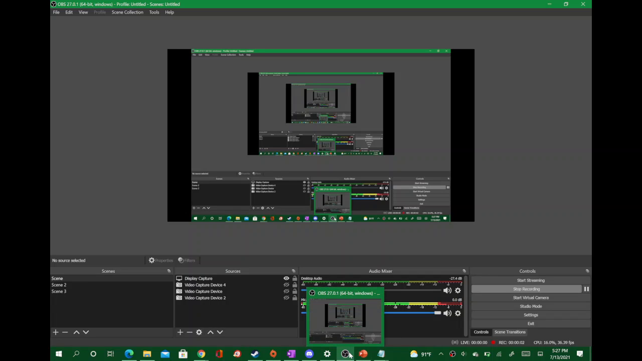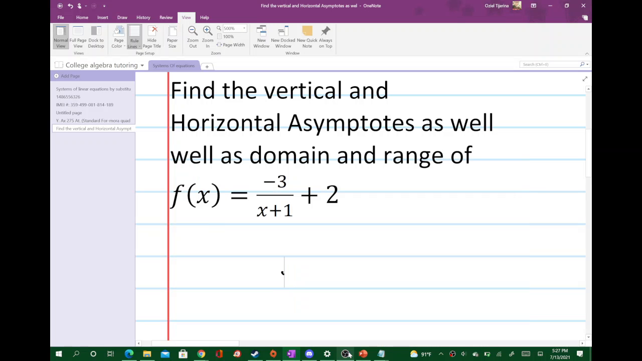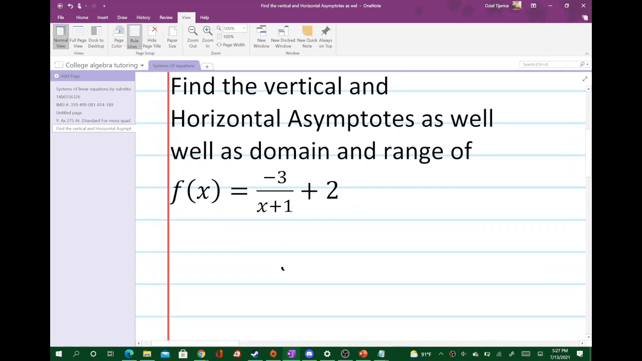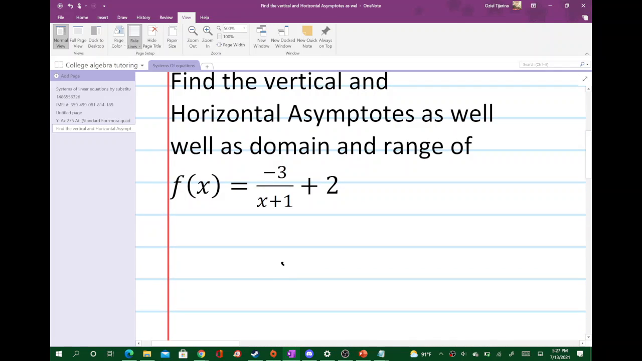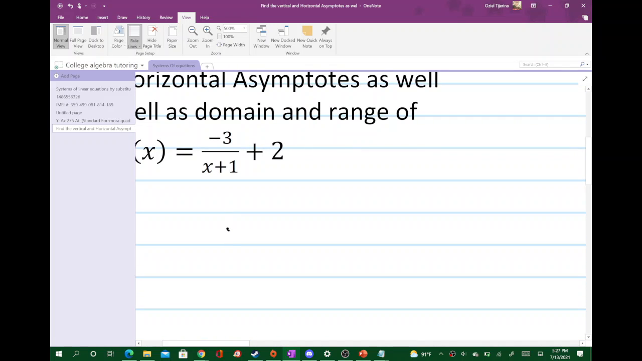Alright, so let's do this very quick problem. We have: find the vertical and horizontal asymptotes as well as the domain and range of the graph of f of x equals -3 over x plus 1 plus 2, right? Now, one of the things about this one is that it is of this form, just to quickly go over, it's a over x minus h plus k.